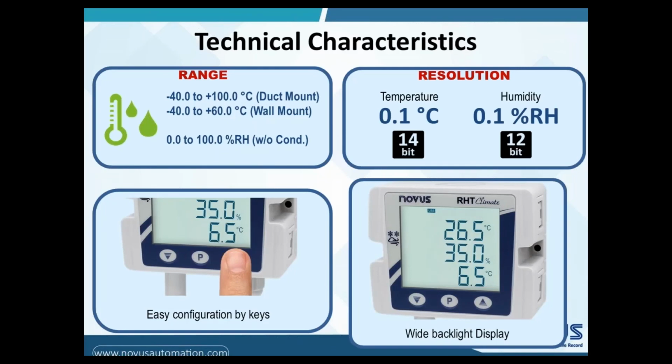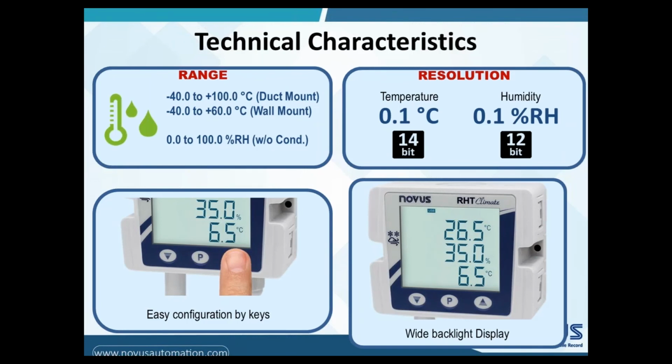Now, we can go deep into its technical features. RHT Climate is a family of devices. It is offered basically in 2 types: wall mount, WM, and duct mount, DM. Both types have models with display or without it. Duct mount version offers 3 probe lengths: 150 millimeters, 250 millimeters, and 400 millimeters. Models with or without display are also offered for the duct mount versions.